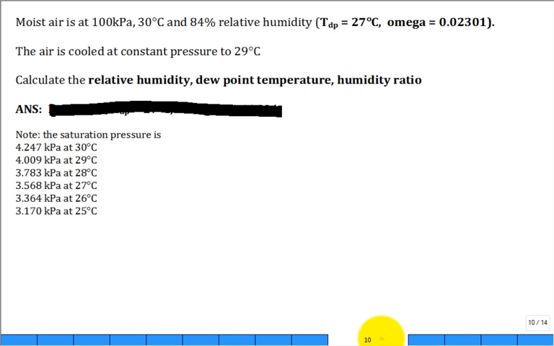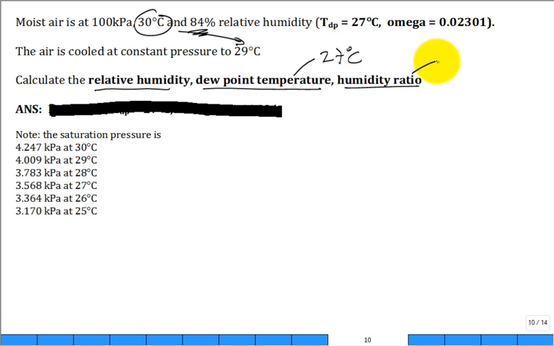Well, now that we have an intuitive sense of where they're going, give me the numbers. What is that relative humidity when you cool it from 30 to 29? How much larger is it than 84? Is it 90, 95? What is it? Can you calculate that percent? And then what is the dew point temperature? Well, we already did that one. It's going to remain the same at 27. And what about the humidity ratio? It'll remain the same. So really only one of these needs to be numerically calculated. What's that new relative humidity?